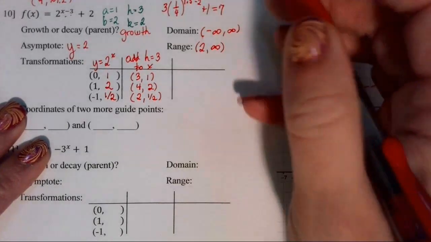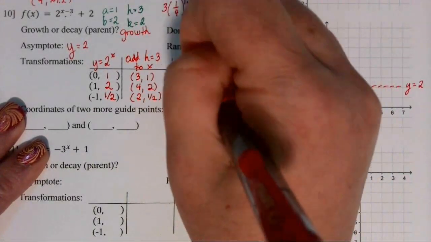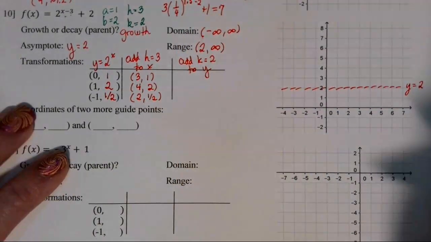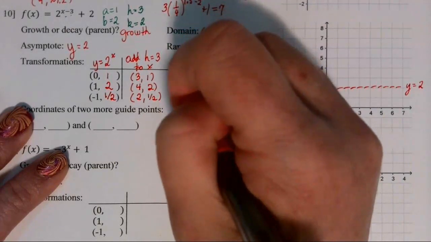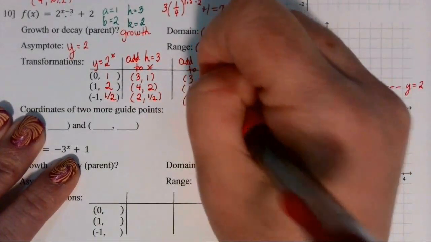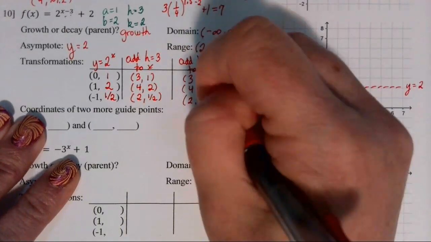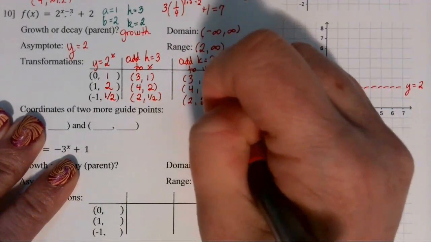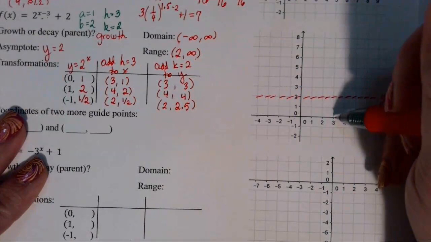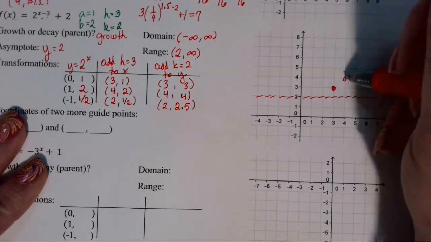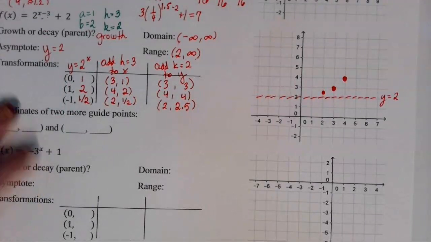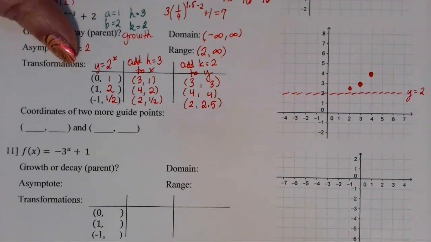And then for the vertical translation, we add the k, and the k here is a 2, and we're going to add that to the y coordinate. So the x's of each of these points stays the same, and then the y, 1 plus 2 is 3, then 2 plus 2 is 4, and 1/2 plus 2 is 2.5. So we'll go ahead and plot those points on the graph, going to 3, 3, 4, 4, 2, 2.5. Okay, now we're going to pick the coordinates for 2 more guide points.